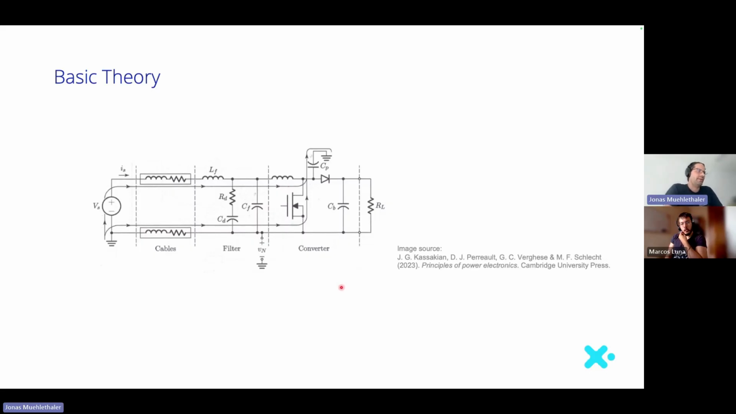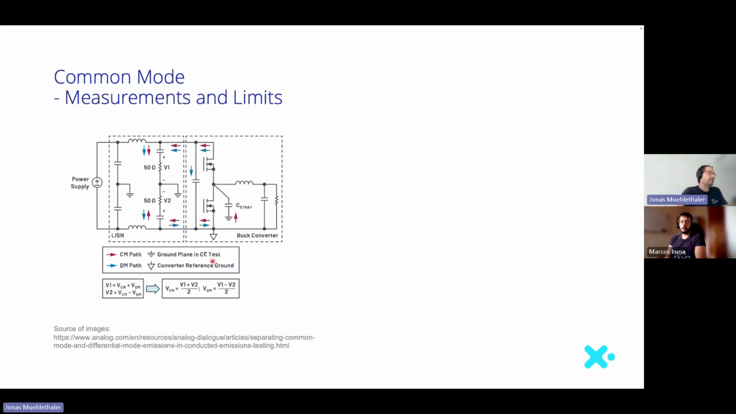This is something you always have, and especially in switch mode power supplies, this is problematic and can disturb neighboring systems. Because of this, there are rules: you cannot have too much of this common mode current. So far, so good. This is just another picture showing the same. You see here, this is the converter, and here illustrated are the common mode currents in red and the differential mode path in blue.